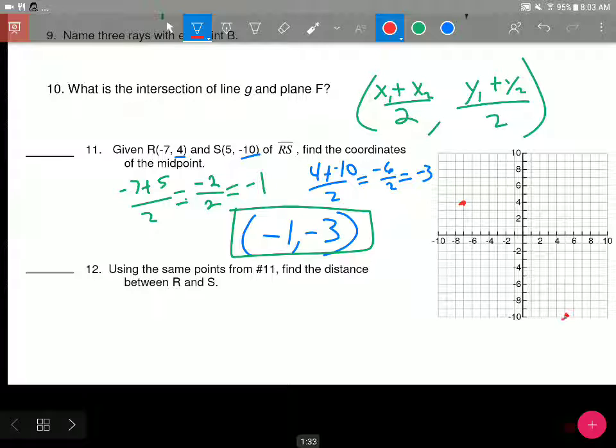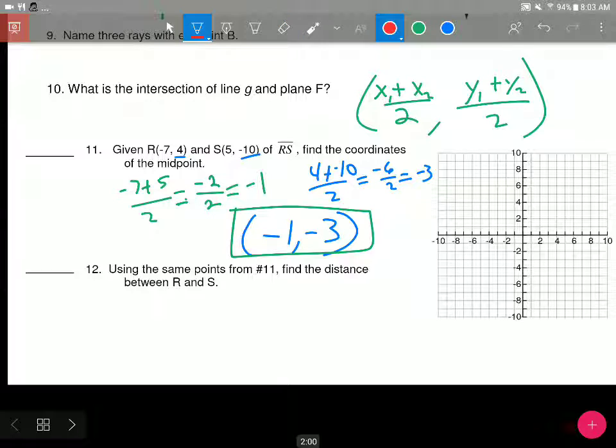The problem that comes in is what if the midpoint is like -1.7, comma, positive 3.18125, something like that. You're probably not going to be able to accurately count that out. So they want a midpoint, use the midpoint convention. Now find the distance between R and S.